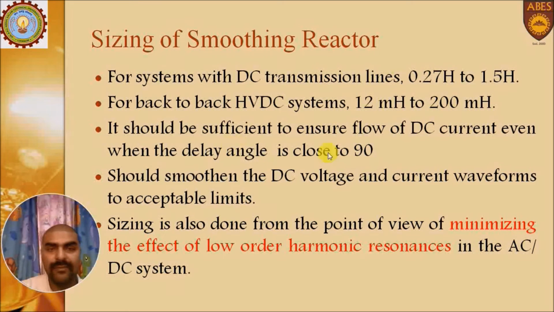Even if the delay angle is up to 90 degrees, the smoothing reactor should work properly, and it should smoothen the DC voltage and current waveform within the acceptable range. The sizing is also done from the viewpoint of minimizing the effect of low order harmonics, so that it will reduce the harmonic content, and it will also avoid the harmonic resonance condition.